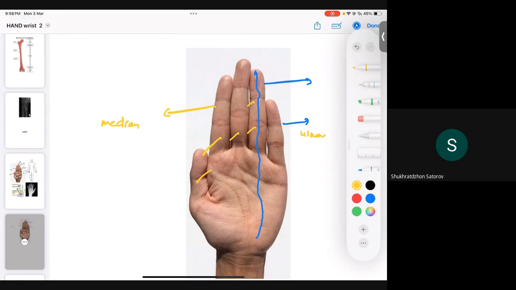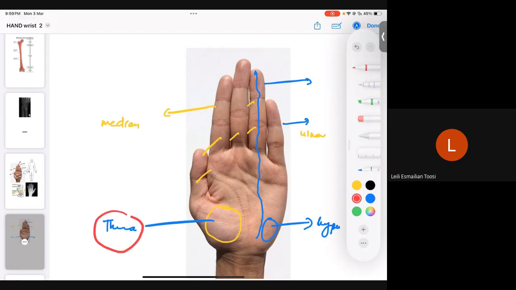Okay. So we have intrinsic muscles, right? What's the name of these muscles? Thenar or hypothenar? Thenar. Okay, and what about these muscles? Hypothenar. Okay, what's the nervous supply of thenar muscles? Median. What's the nervous supply of hypothenar? Ulnar. Okay, perfect.